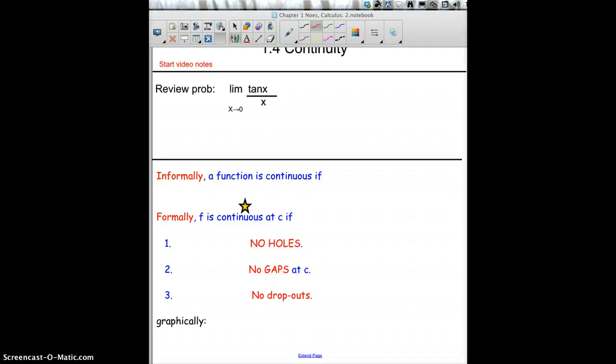I'll start 1.4 off with a review problem. So a little review of the trig limits. Remember, our first line of attack with any limit problem as x approaches some constant is to simply plug that in. When I do that on this one, I get the tangent of 0, which is sine 0 over cosine 0 radians, which ends up being 0 on the top, over on the bottom I have x, which is just 0. So I get this indeterminate form of 0 over 0.